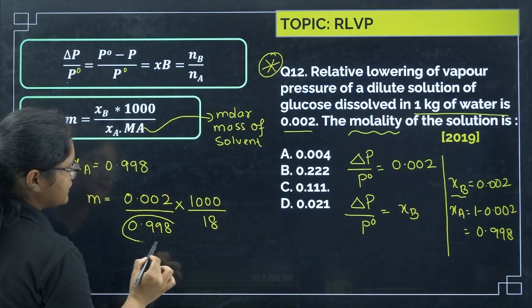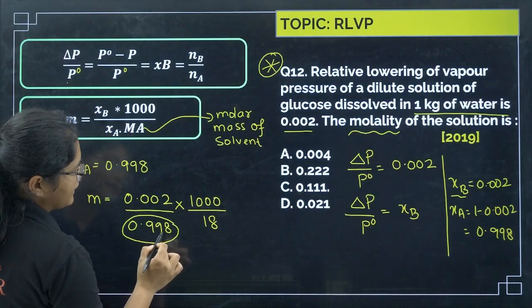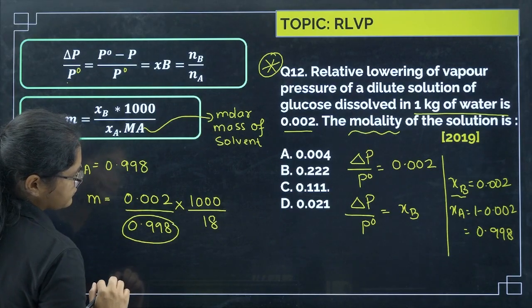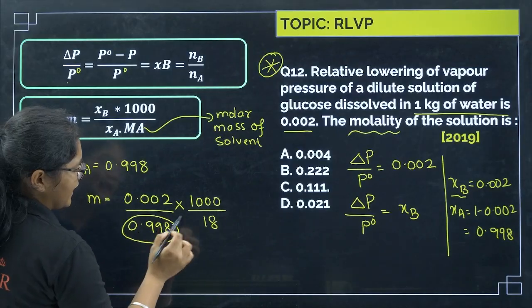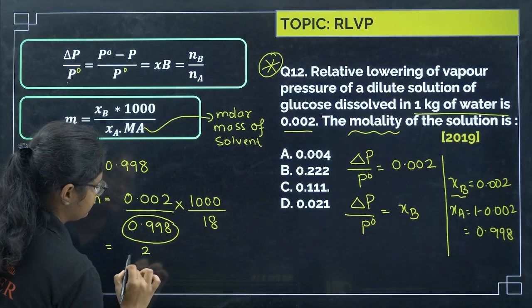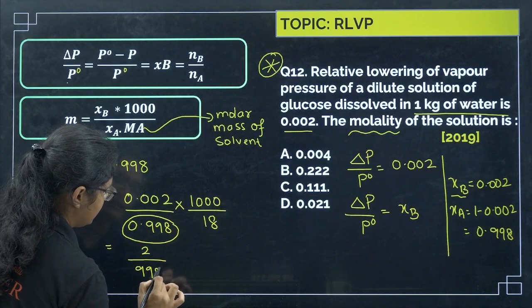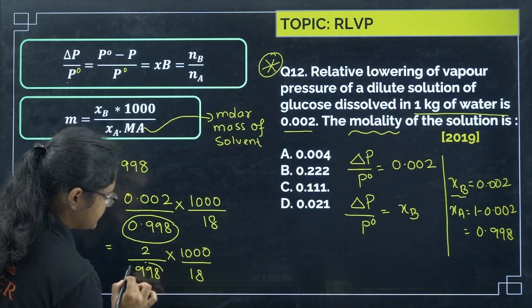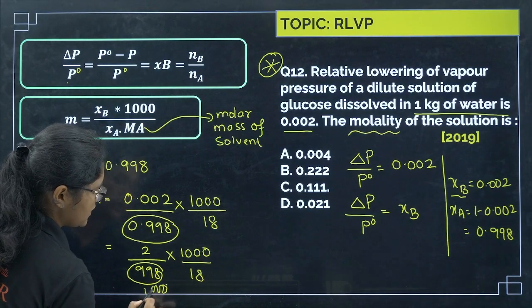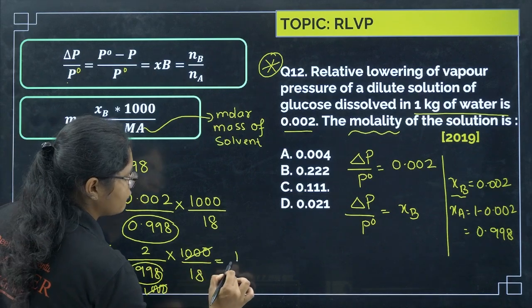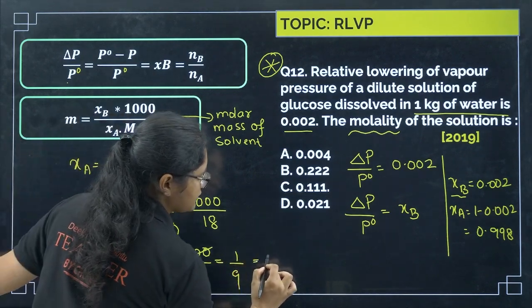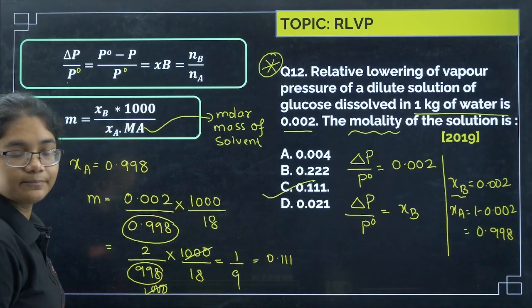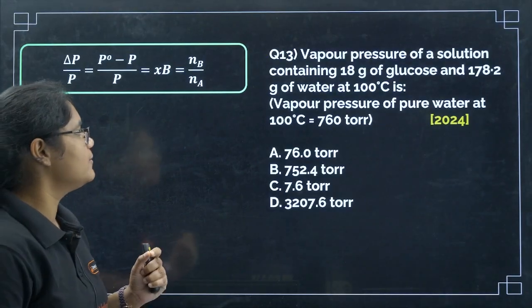Now can I consider this 0.998 as 1? I can just write it like this, 2 by 998 into 1000 by 18. I am considering this as 1000 only. 1000 I can cancel. I will have 1 by 9, and 1 by 9 is equal to 0.111. Option number C here. Let's see the next question.